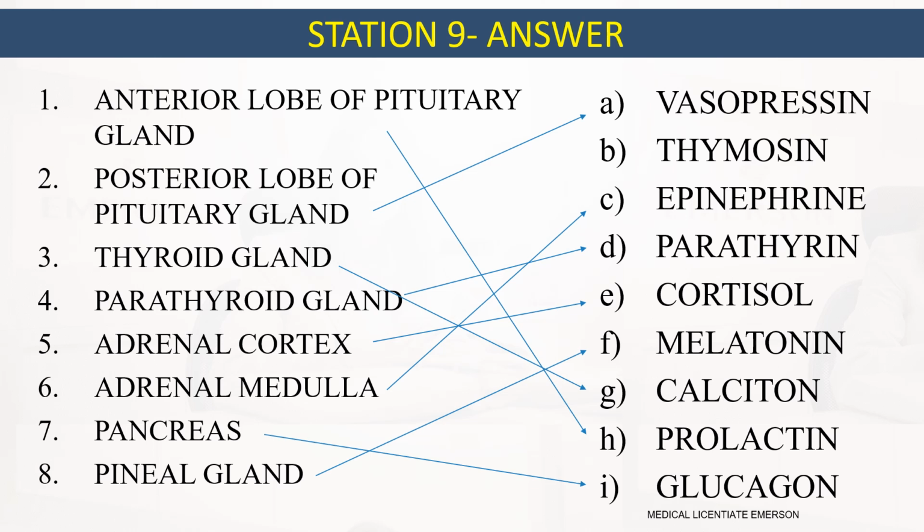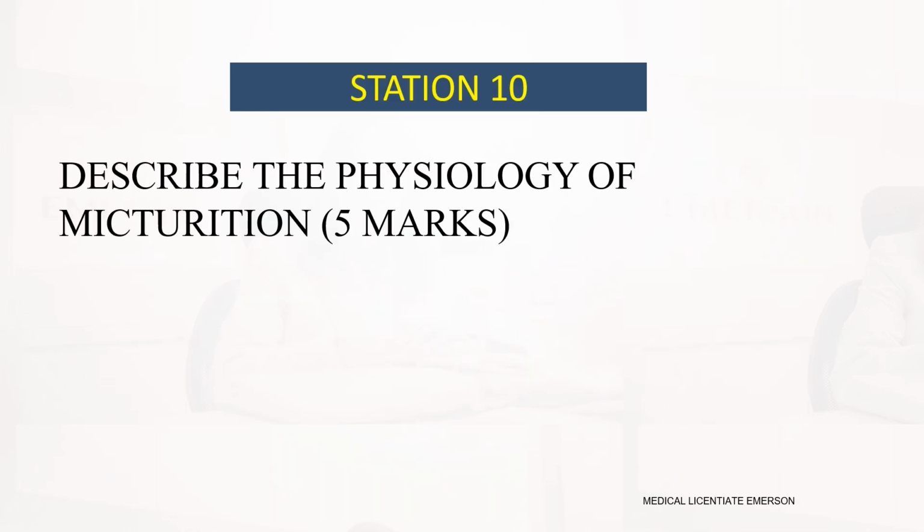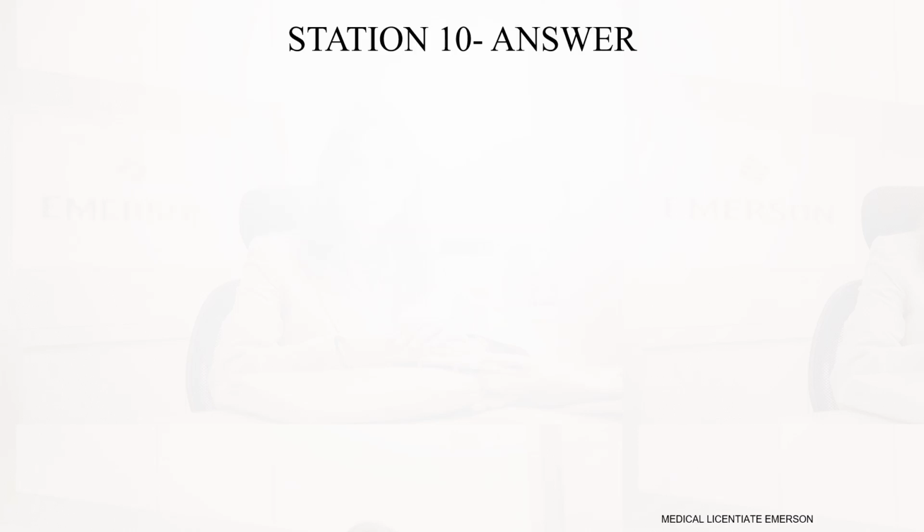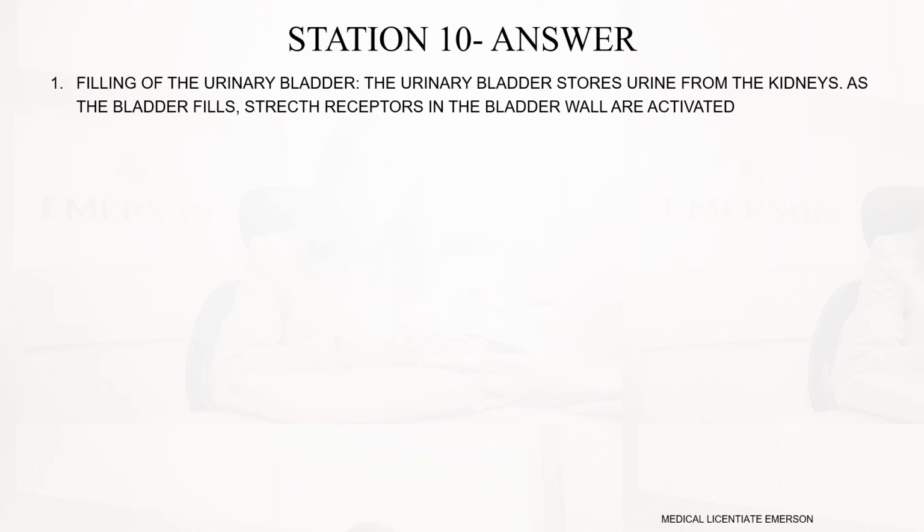Okay, so let's make progress. The last station is saying describe the physiology of micturition. So for the physiology of micturition, it has similar steps with the physiology of defecation reflex. So step number 1 is filling of the urinary bladder. So the urinary bladder stores urine from the kidneys. As the bladder fills, stretch receptors in the bladder wall are activated.